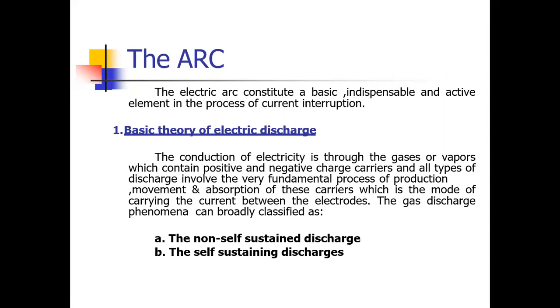The conduction of electricity is through the gases or vapors which contain positive and negative charge carriers, and all types of discharge involve very fundamental processes of production, movement, and absorption of these carriers, which is the mode of carrying the current between the electrodes. The gas discharge phenomena can be broadly classified as the non-self-sustained discharge and the self-sustaining discharge.